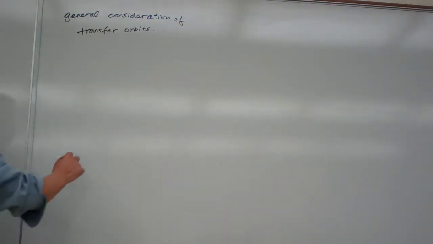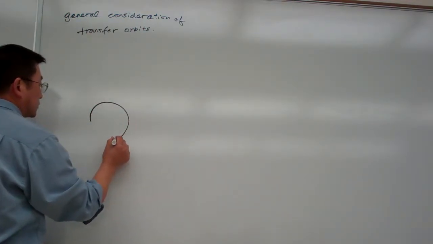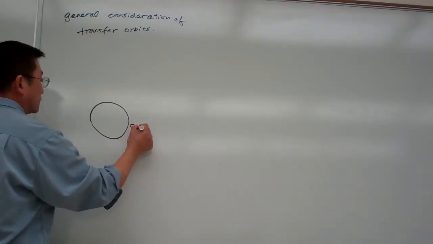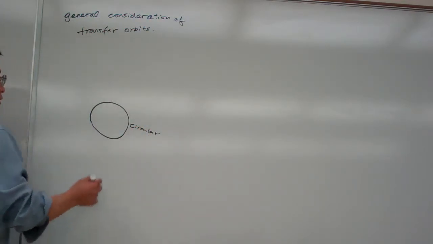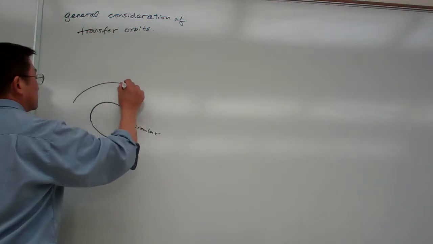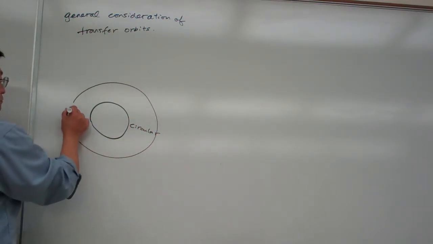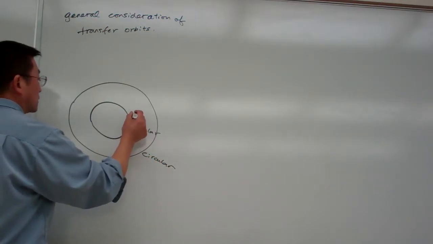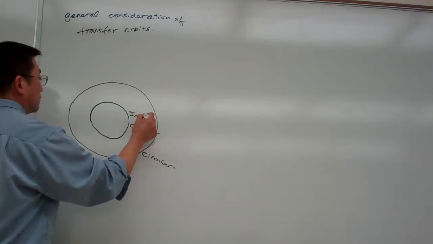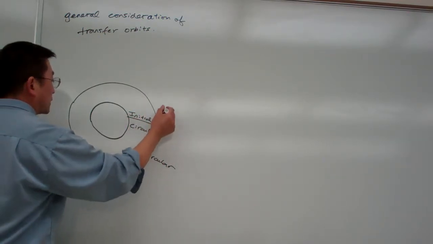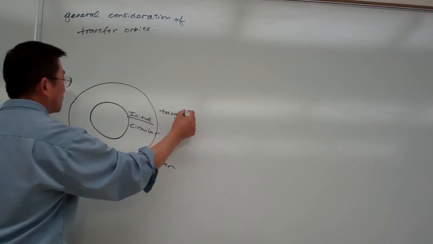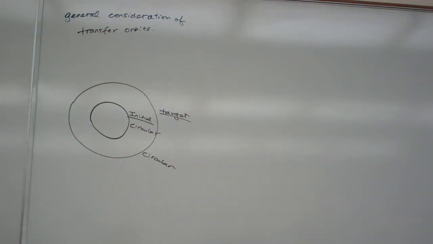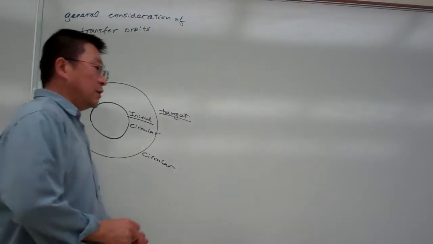And now we consider the extension. Okay, so again here our target is still two circular orbits. This is the initial, and this is the target. Again, we still consider it circular, and later on we are going to extend to other elliptic orbits.